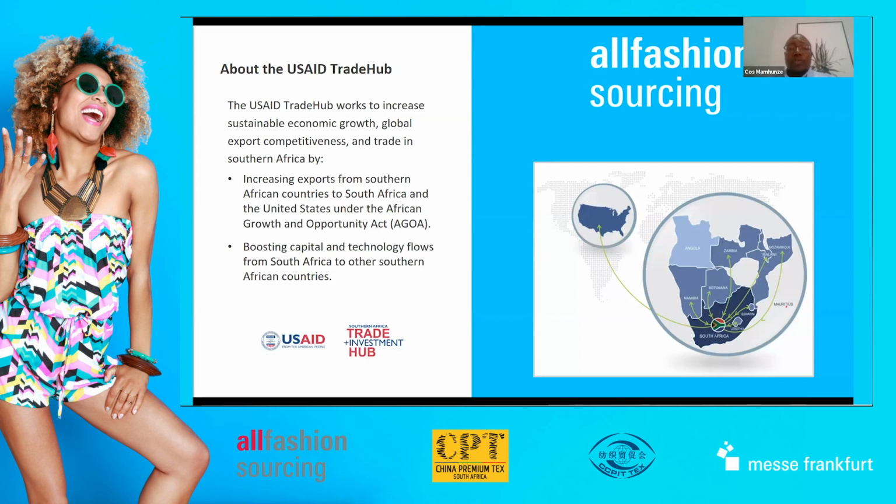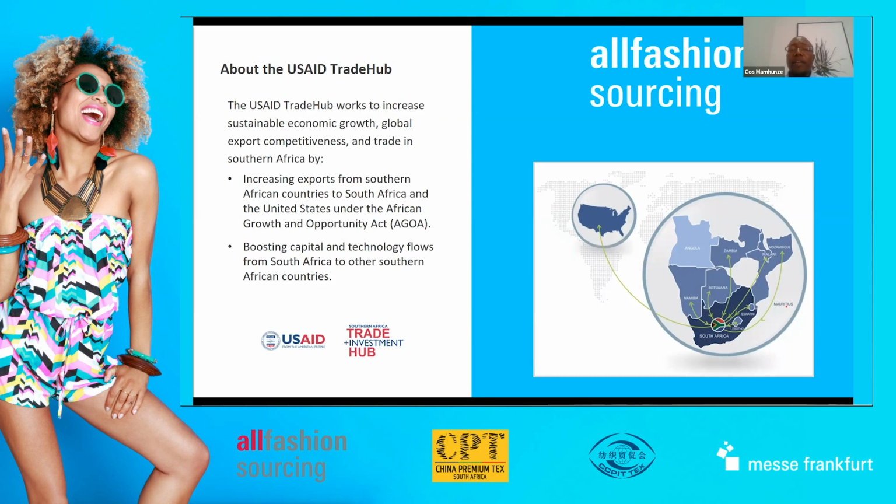And we are achieving this guided by 3 objectives. The first objective is to increase exports from 7 of the 8 countries that I mentioned earlier to South Africa. The second objective is to boost capital and technology flows from South Africa to the 7 countries. Then the third objective is to increase exports from all the 8 countries to the United States under the African Growth and Opportunity Act, AGOA.